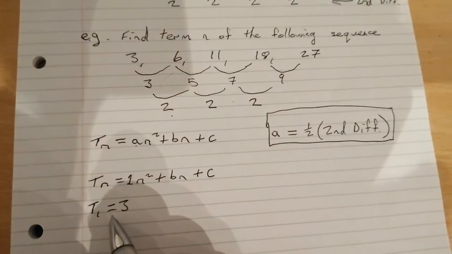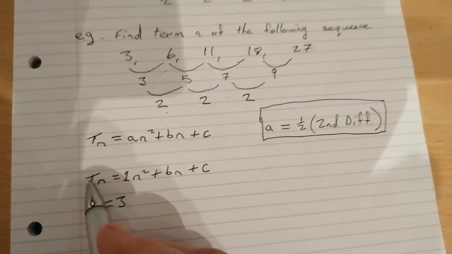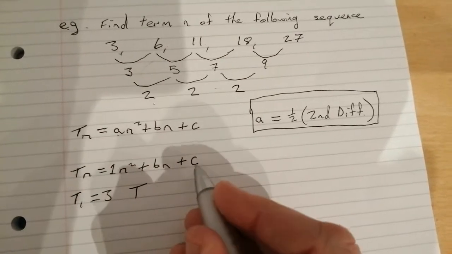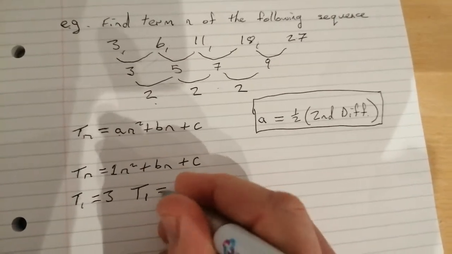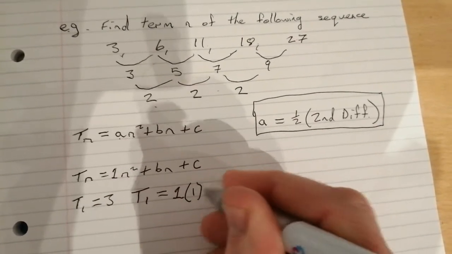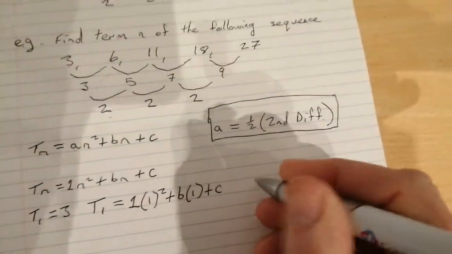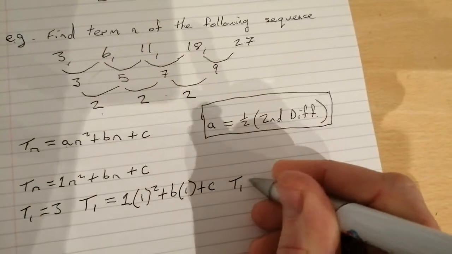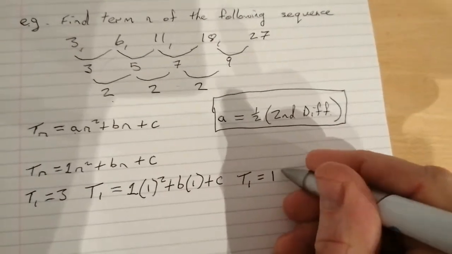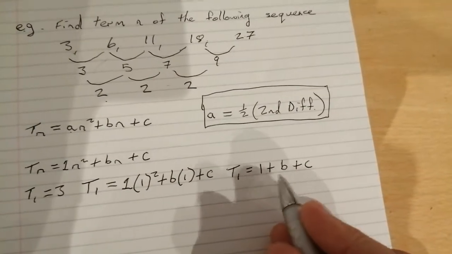Just by observation, term 1, the first term, is equal to 3. Okay, but we have a way of finding term 1 when we know what the general term is as well. We often use the formula and find what term 1 is. So for instance, if I had this full formula, if I knew what b and c were, I could find term 1 by subbing in 1 instead of the n's. So it would be 1 times 1 squared plus b times 1 plus c. Now if I tidy that up, that means term 1 is equal to, well, 1 squared is 1, times 1 is 1. b times 1 is b. Term 1 is equal to 1 plus b plus c.